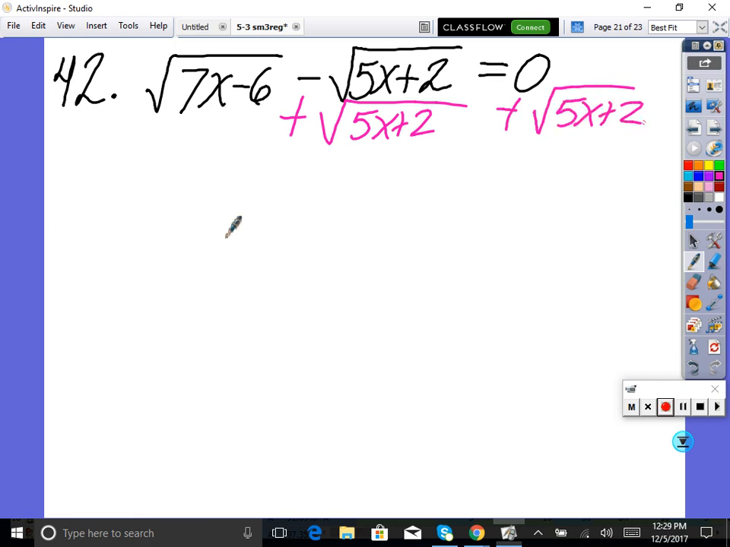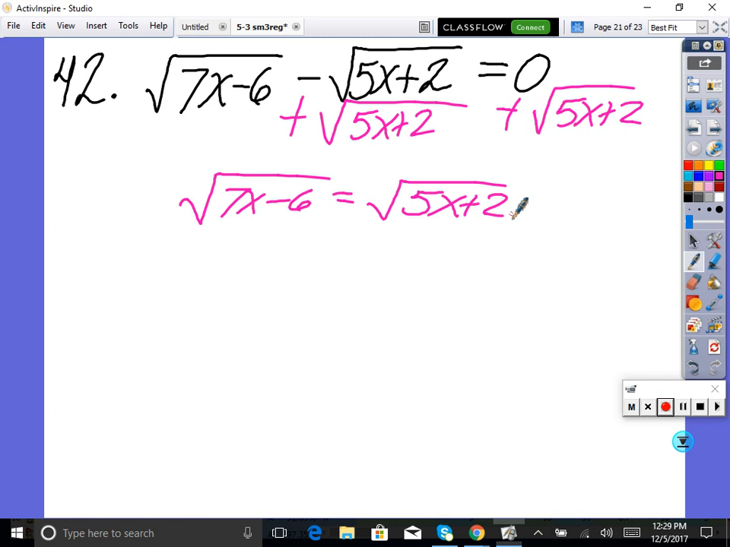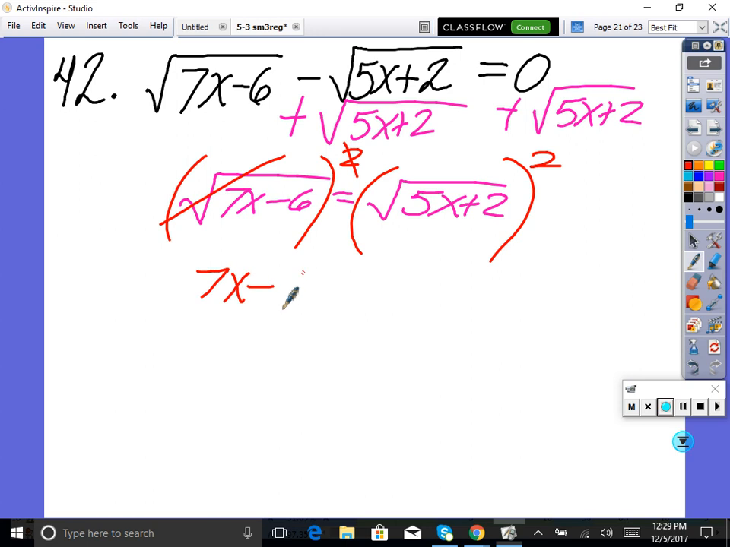So now look at what we have. On the left, we have the square root of 7x minus 6 equals the square root of 5x plus 2. Now what you'll do is undo the radicals, correct? So we'd square both sides. So now look, root cancels out with power. We have 7x minus 6. Over here, nice, root cancels out power. Equals 5x plus 2. And then aren't we looking at the easiest problem so far, basically?